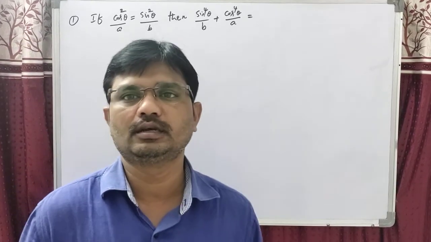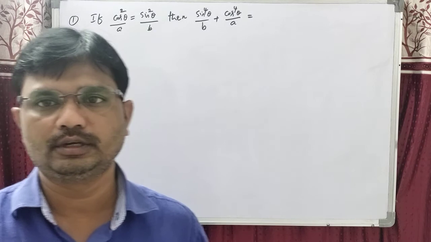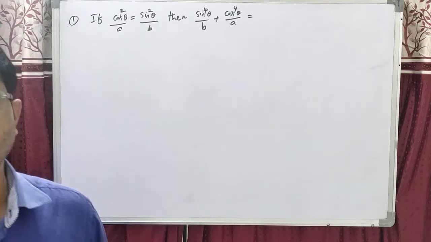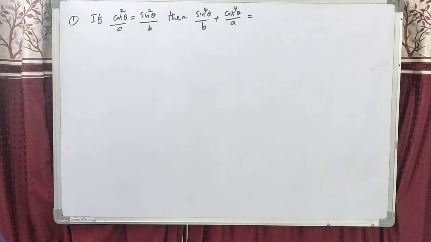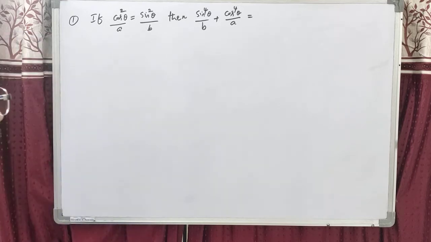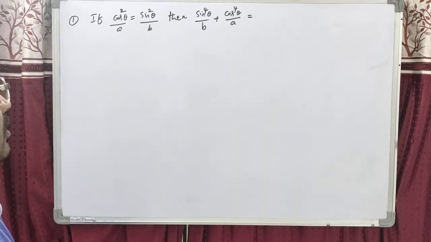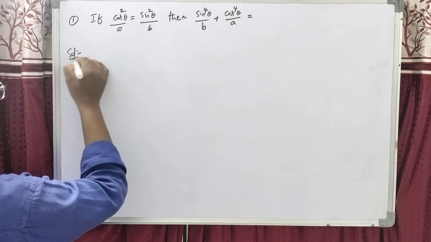Good morning, students. Today we are going to discuss some different models in trigonometric ratios. The first one is cos square theta by A equals sin square theta by B. Then find sin power 4 theta by B plus cos power 4 theta by A. Dear students, now how to write this one?